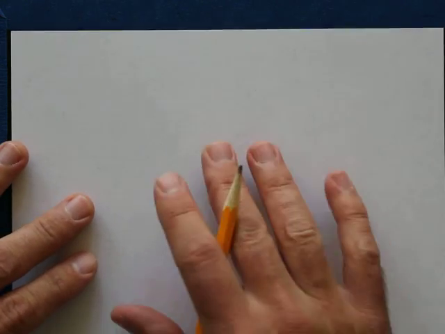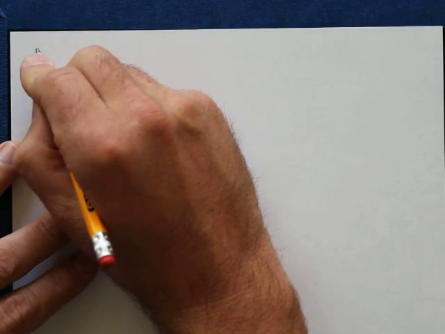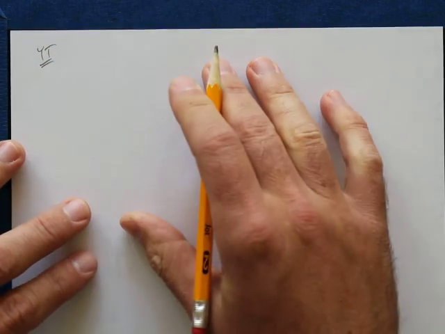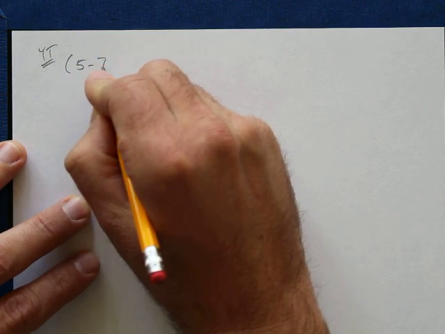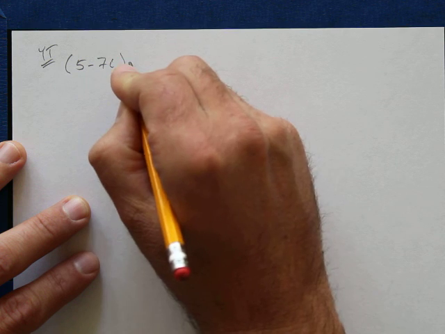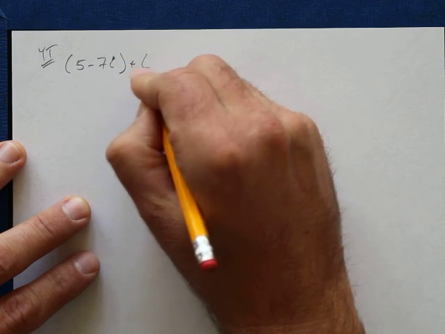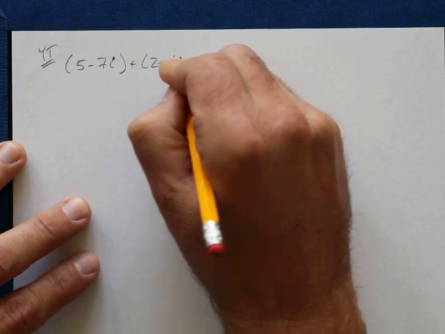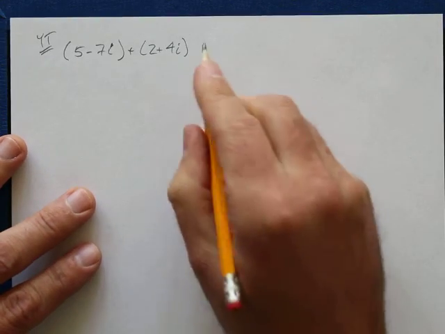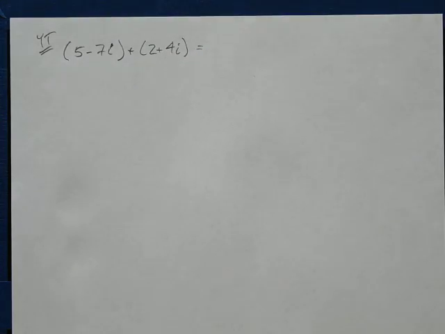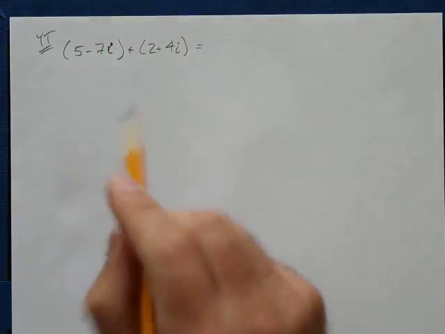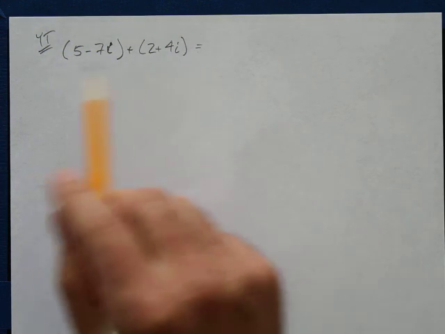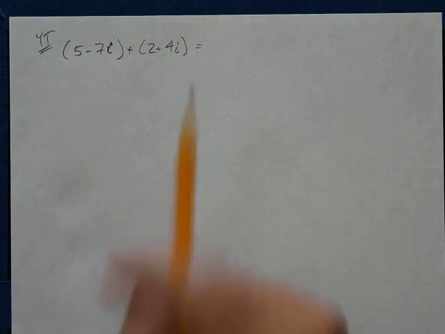And we're going to do this. Here we go. I've got 5 minus 7i plus 2 plus 4i. And this is a U-Try. All I want you to do is use your algebra skills to add these two together. So let's see how you do. Ready, go.